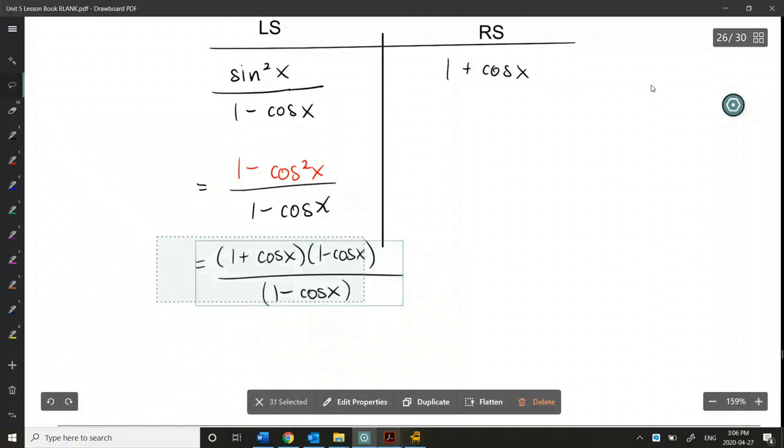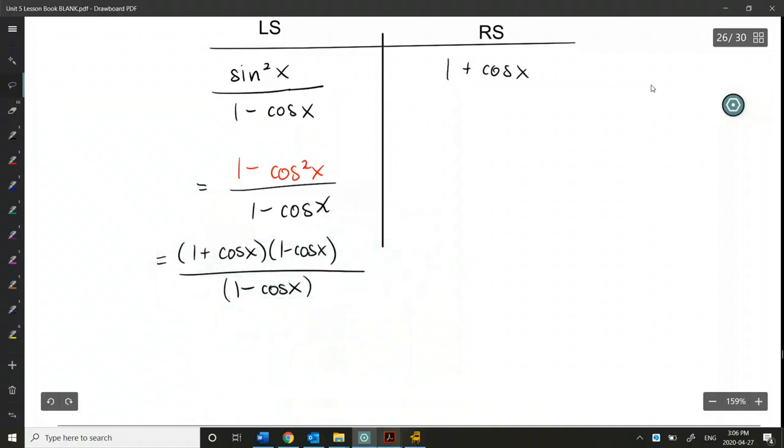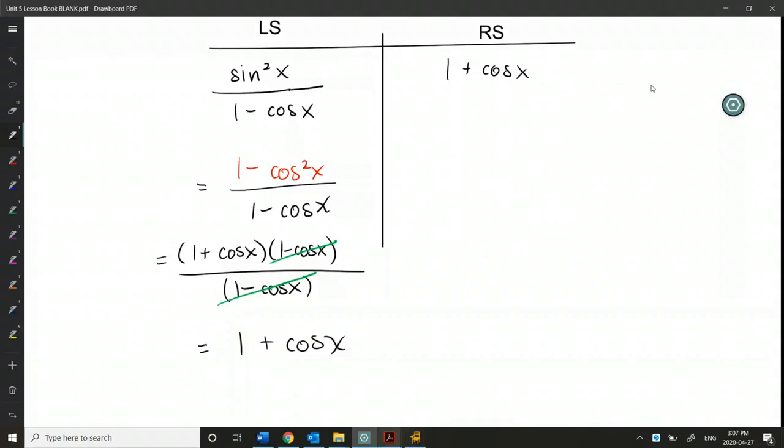Okay, and you should be noticing something here. I now have all multiplication on top and bottom, and there's something similar on the top and the denominator. I can cancel out a 1 minus cos x and a 1 minus cos x, and that's going to leave me with 1 plus cos x on the top. And that actually gives me something equivalent to my right-hand side, so I can finish my proof there by saying left side equals right side.